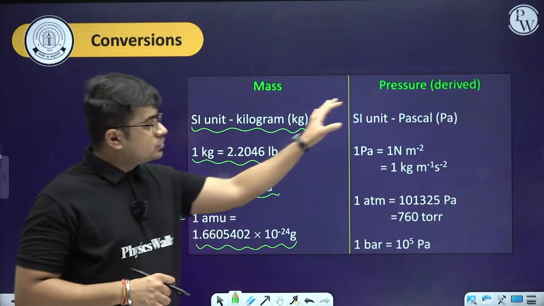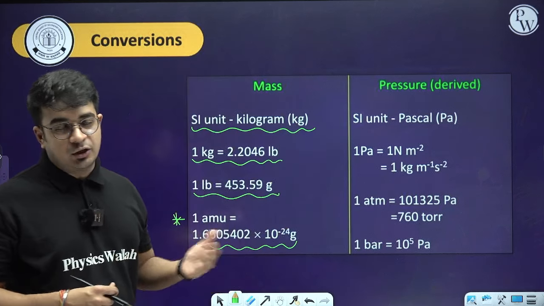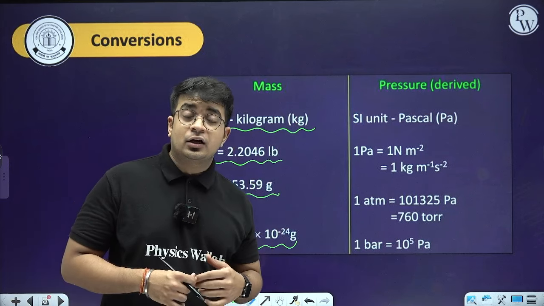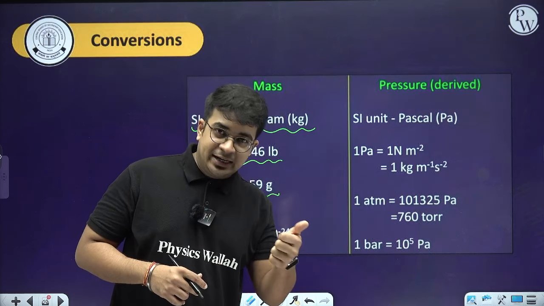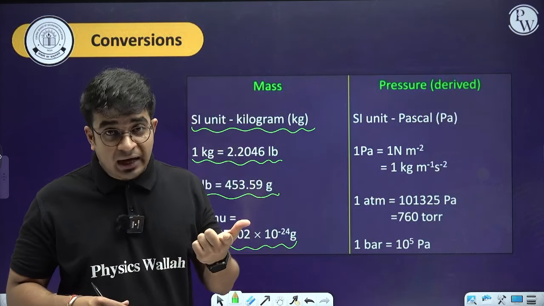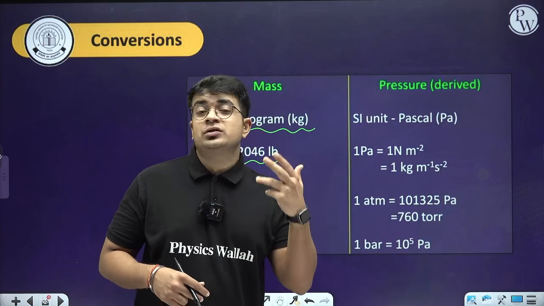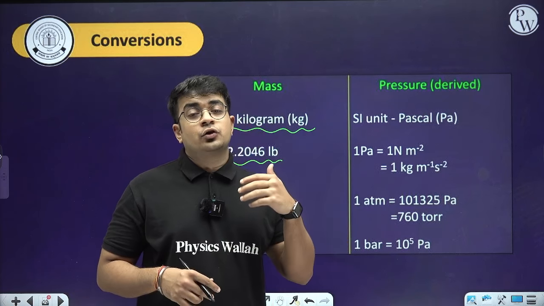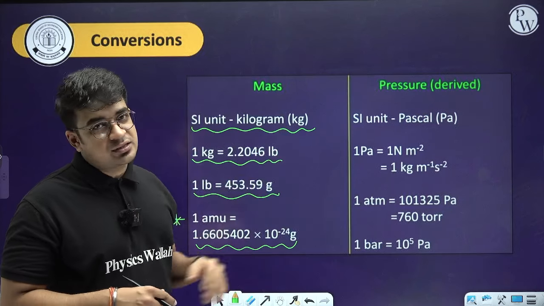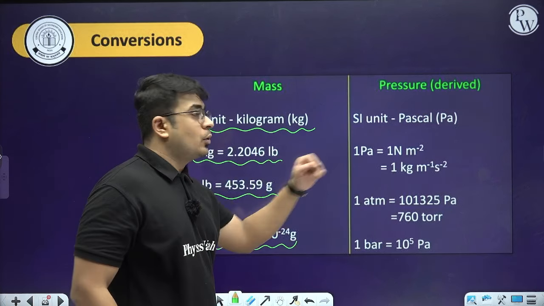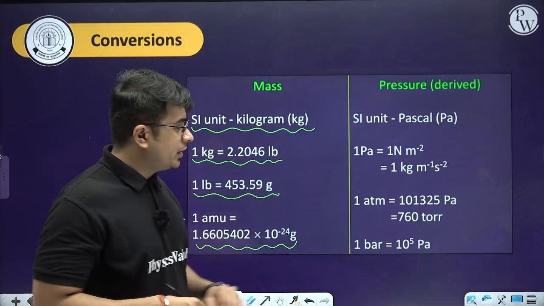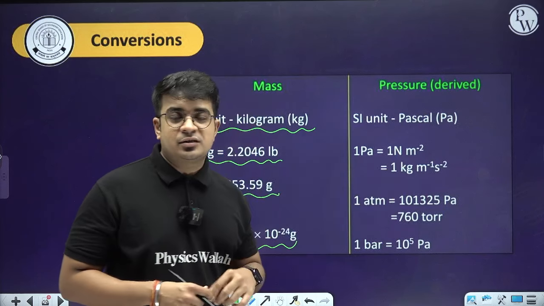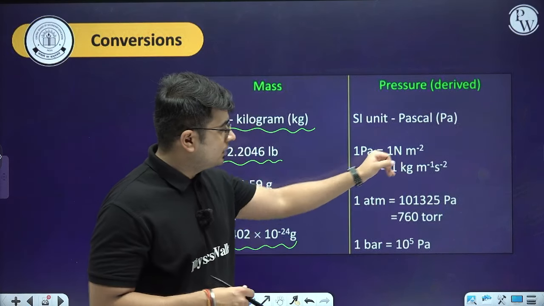Now the next part is your pressure. Pressure, I told you, is force per unit area. In case of pressure, we have different types of units. We can use ATM, atmospheric pressure, bar, torr, mm of mercury, Pascal. All the units are actually present. Pascal is basically Newton per meter square, and I can further explain Newton.